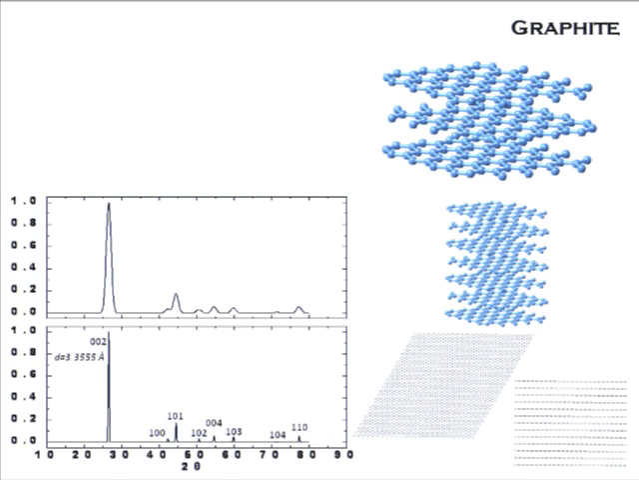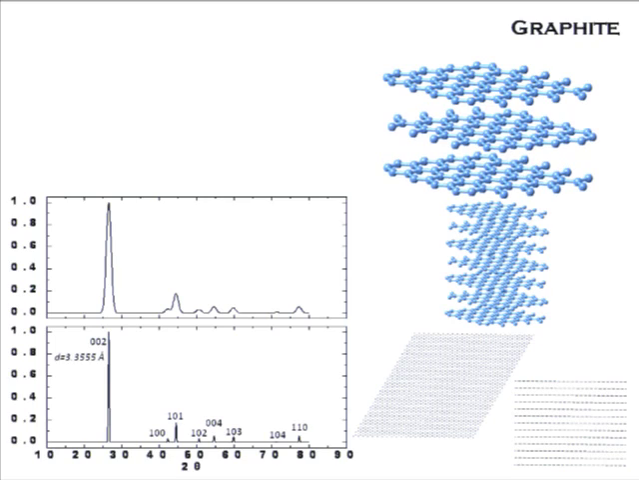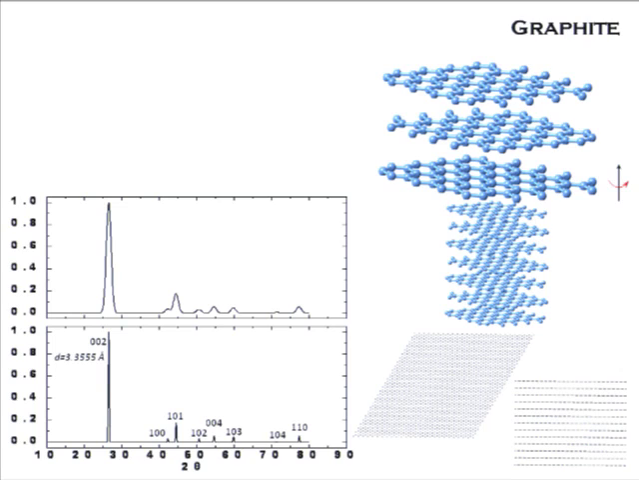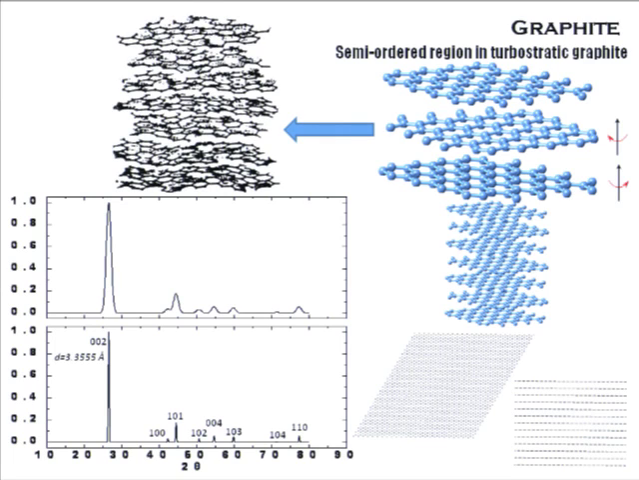Let's push the layers apart. And in addition, as if this is not enough, let's rotate the layers randomly. Let's say the lower layer to some random angle clockwise, and the middle layer to another angle counterclockwise. And this is what the semi-ordered region in turbostratic graphite usually looks like.